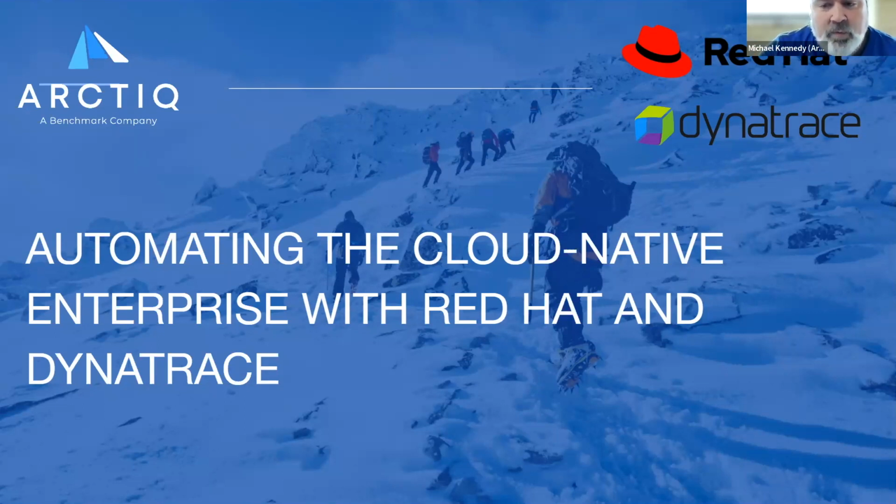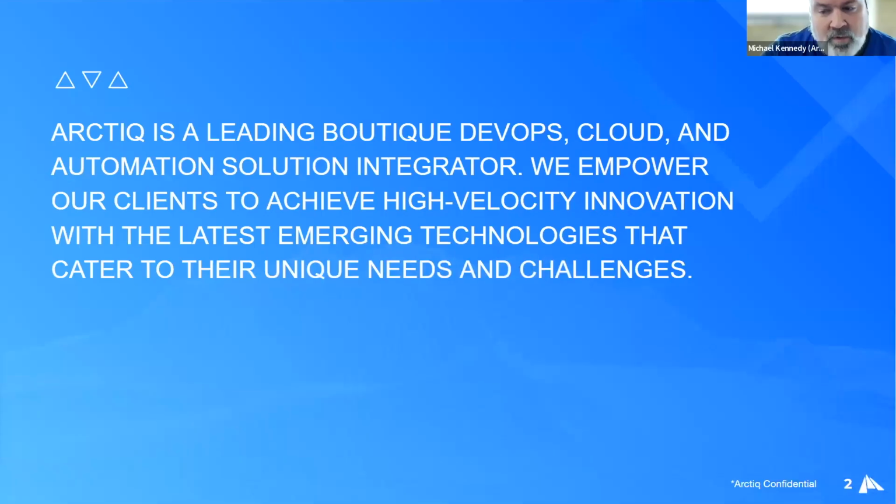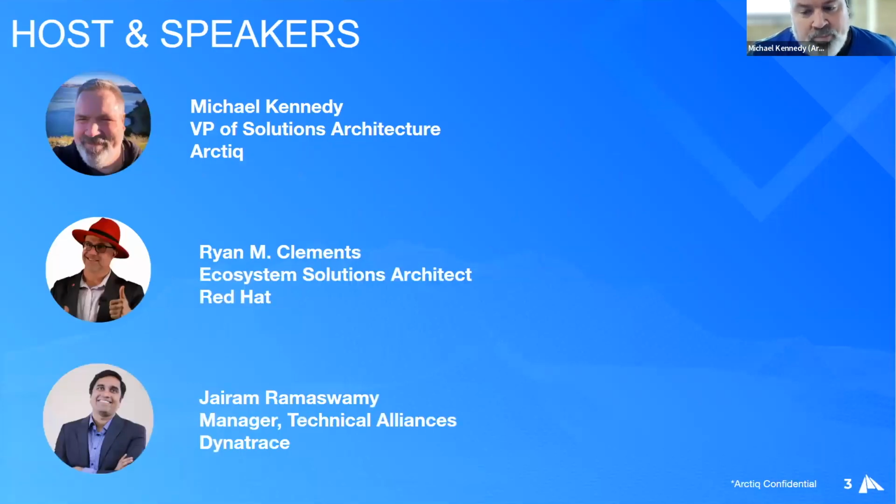And I want to welcome and thank you for joining us today on our webinar on automating the cloud native enterprise. Today, we're reviewing some capabilities that are unlocked by combining technologies from Arctic's valued and strategic partners, Dynatrace and Red Hat. I'd like to welcome our guests, Jay Ramaswamy from Dynatrace and Ryan Clements from Red Hat. Today, Jay and Ryan will be reviewing Dynatrace's unparalleled ability to provide end-to-end application observability and the ubiquitous automation capabilities of Red Hat's Ansible Automation platform. Dynatrace can derive an insight about an application that requires action, and Red Hat's Ansible Automation can take the required action in a smooth and integrated manner.